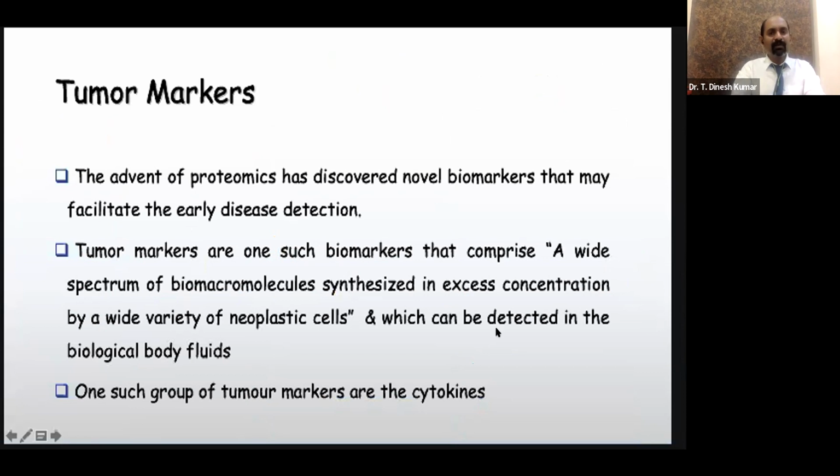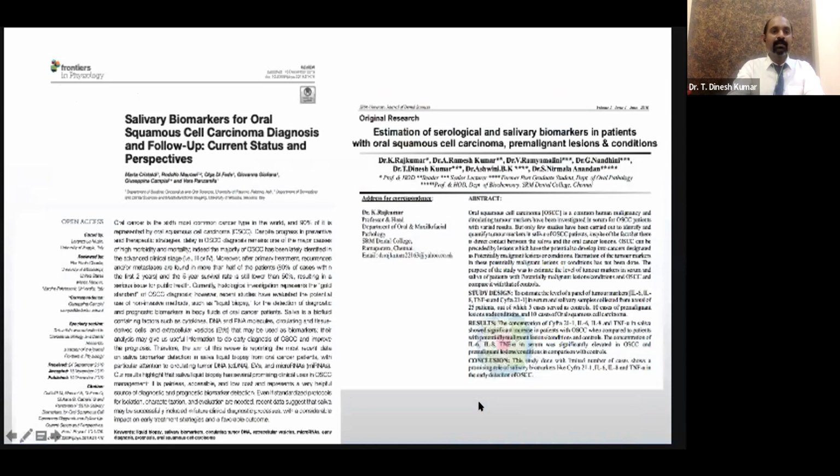So what are these tumor markers? Tumor markers are biomarkers or biomacromolecules synthesized in excess concentration by a wide variety of neoplastic cells, which can be detected in biological body fluids. And one such group of tumor markers are the cytokines that we are going to see.